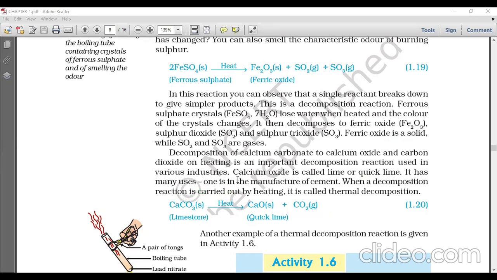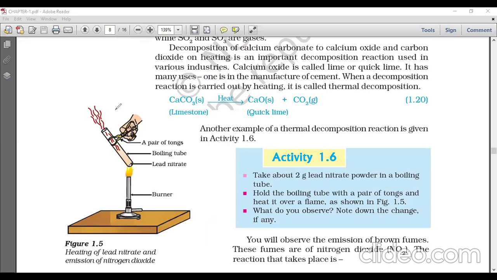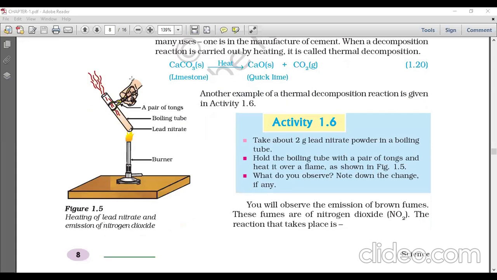Now another activity, 1.6. For this activity also, the video has been uploaded, linked in the description. So, heating of lead nitrate and emission of nitrogen dioxide. Let us see another example. Activity 1.6: take 2 grams of lead nitrate powder in a boiling tube. How much? 2 grams of lead nitrate.